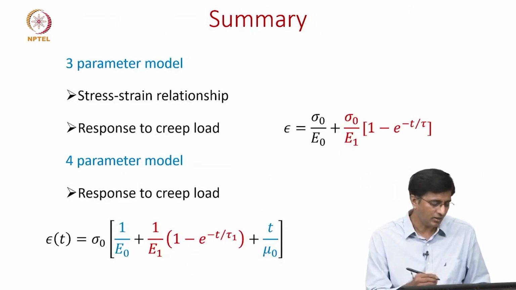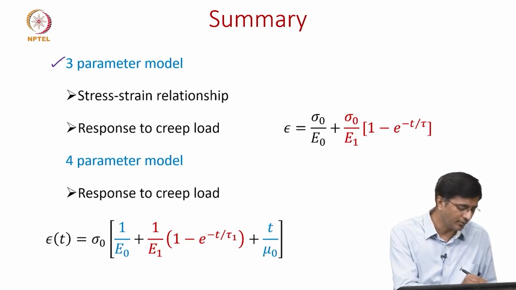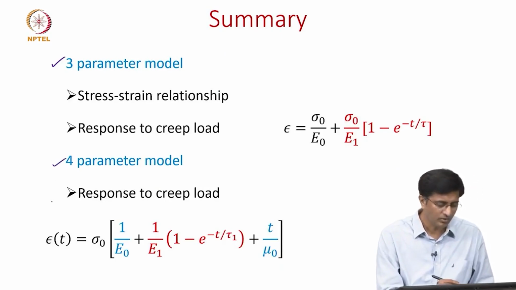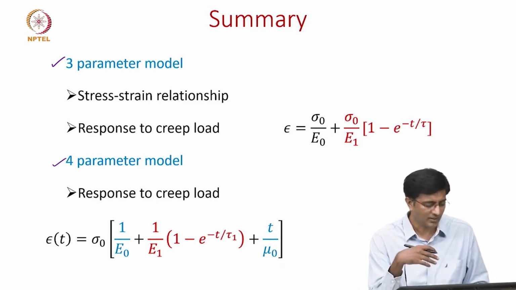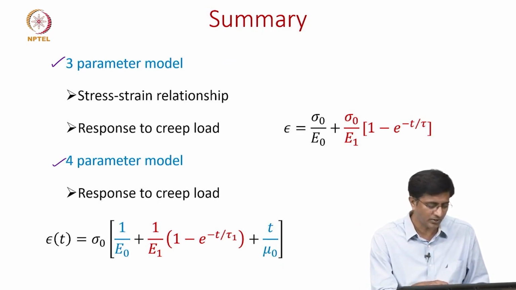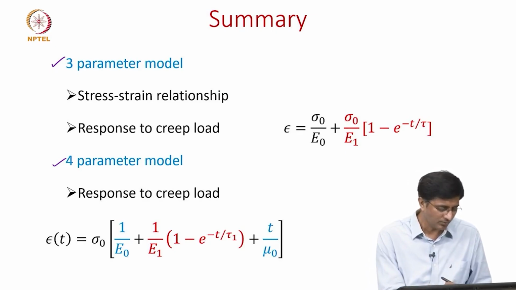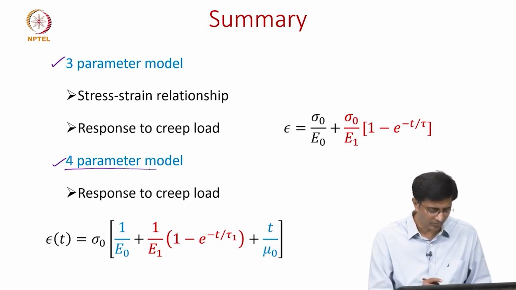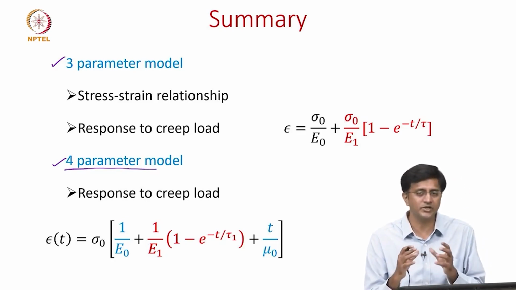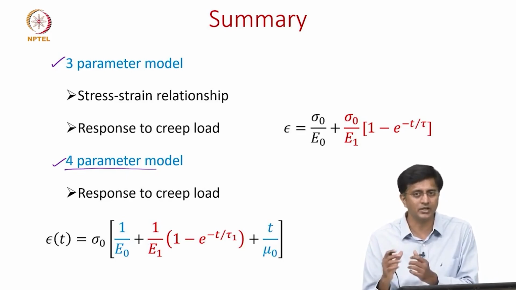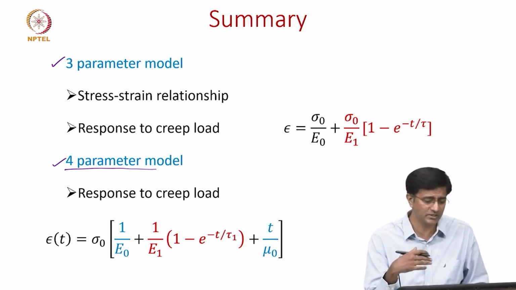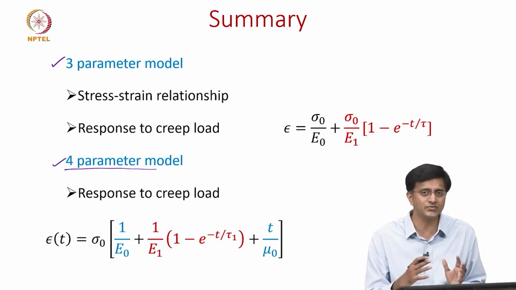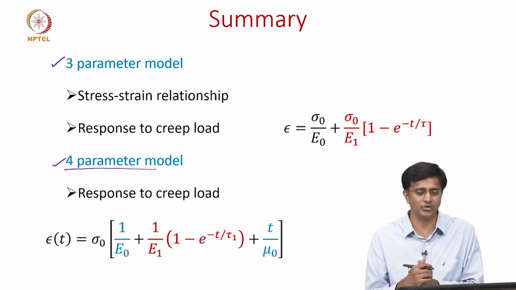Finally, in this video we have seen both the 3 parameter model and the 4 parameter model. For the 3 parameter model we showed the stress strain relationships, and then we derived the response for creep load. Later we also derived the response for creep load using the 4 parameter model, and we have seen that it can be written simply as a summation of the Maxwell model and the Kelvin model. So, with this we end this video. In the next video we will see how we can extend these discussions for generalized Maxwell and Kelvin models. See you then.